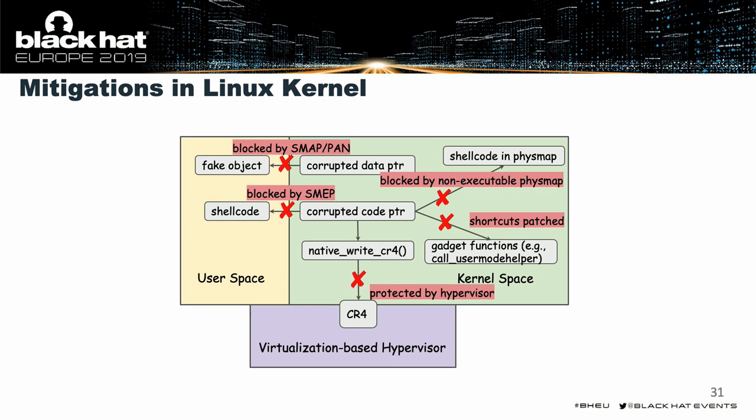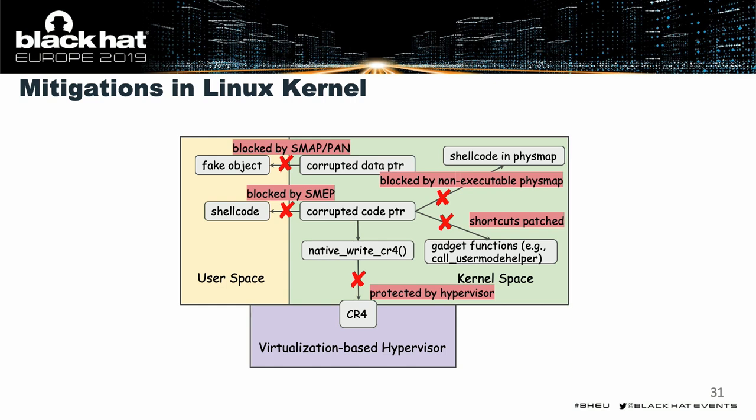I learned this exploitation approach from the blogs of Google Project Zero, and it was quickly mitigated by the developers using a whitelist. Only executables in the whitelist can be loaded and executed. Another common exploitation approach is to hijack control flow to the function native_write_cr4 to disable SMAP and SMEP so that traditional attacks such as shellcode injection and fake object confusion can be used. However, this is also mitigated by using a virtualization-based hypervisor.